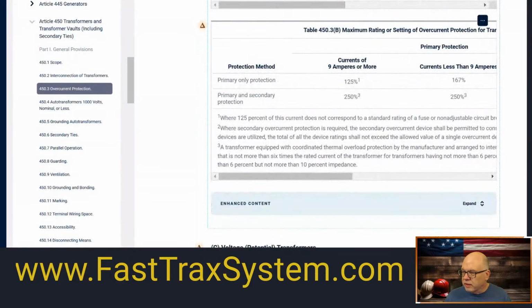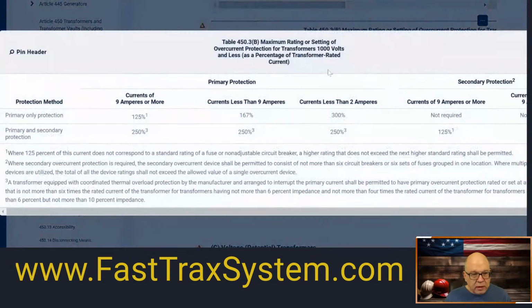All right, so here's what we're looking at, and I want to bring the context to it. Let me see if I can make it bigger. That's good enough. I'll move where I need to move. So this first one we'll be looking at is primary only protection. You have this transformer rated 1,000 volts or less. You're going to be going to this table, and that's probably the majority of the transformers that you folks are going to work with, 1,000 volts or less.